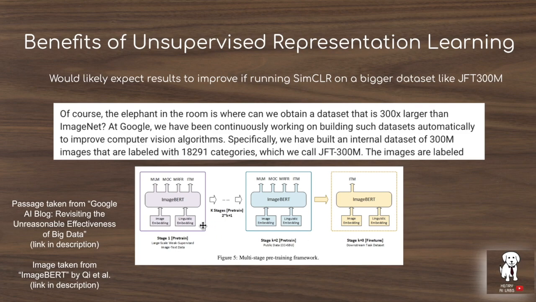SimCLR. You also might imagine doing something like in the recent ImageBERT paper from Microsoft Research. They have this kind of multi-stage pre-training framework where maybe you'd imagine doing SimCLR on the JFT-300M, then ImageNet, and then fine-tune it on something like CIFAR-10. And it could be interesting to see how this kind of scale looks with SimCLR.